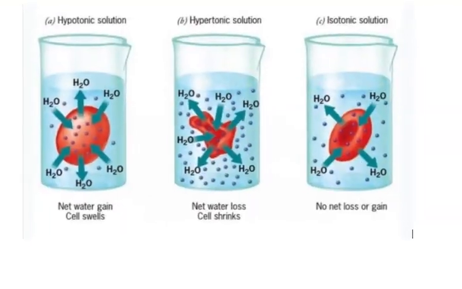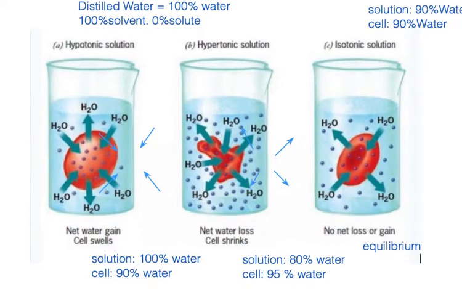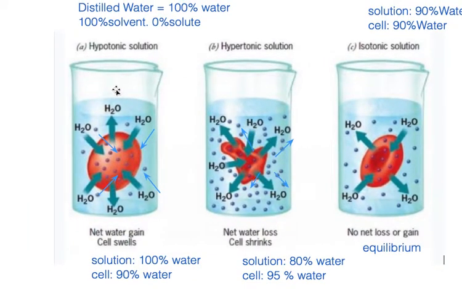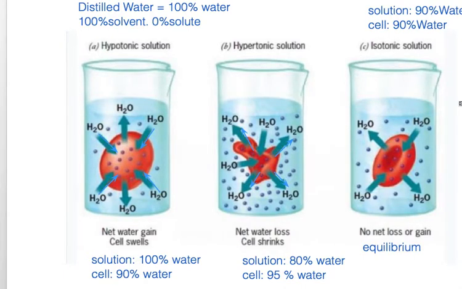Let's consider these beakers. We have the beaker to the left, we have a beaker in the middle, and we have a beaker on the right. Each beaker has a different solution in it, and it's obvious because it has a different effect on the cell. If we look at the middle beaker, the beaker with the hypertonic solution, you can see that it causes that cell to shrink, just like you saw with the purple onion cells.